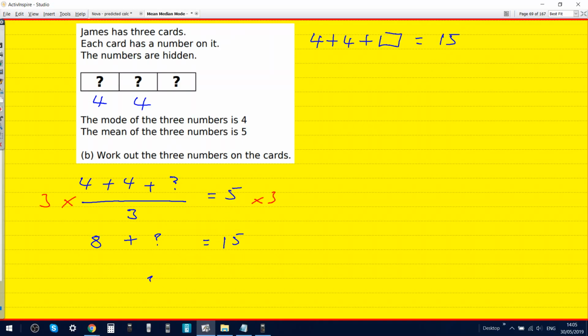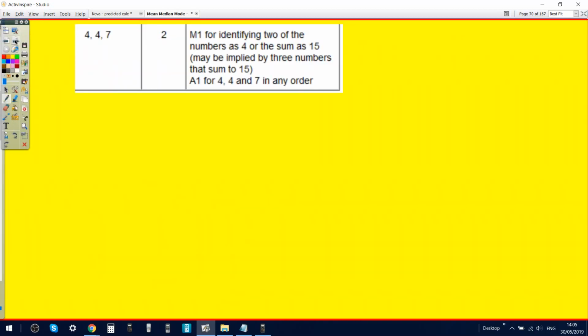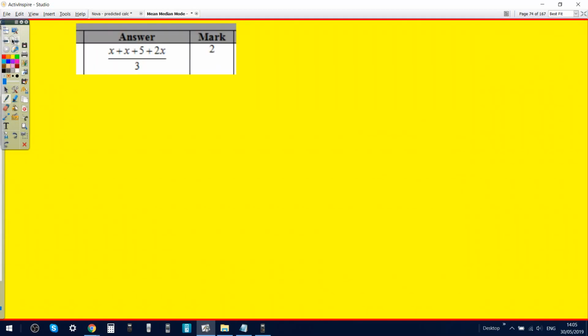Great. And now that you're past the non-calculator, I wouldn't go too much into this rearranging stuff. Just like you needed it to make 15, and so it has to be 7. Just keep that simple.